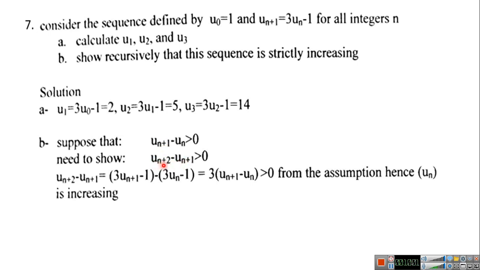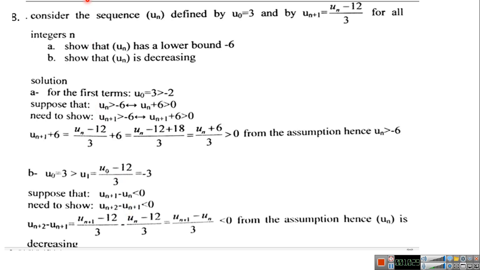So I start by the first part of the conclusion. I use the given here. I have un plus 2. So un plus 2 is 3 un plus 1 minus 1. Minus un plus 1 is a 3 un minus 1. Minus 1 cancel out. I can put a 3 in factor. So un plus 1 minus un is bigger than 0 from supposition, hence un is increasing.